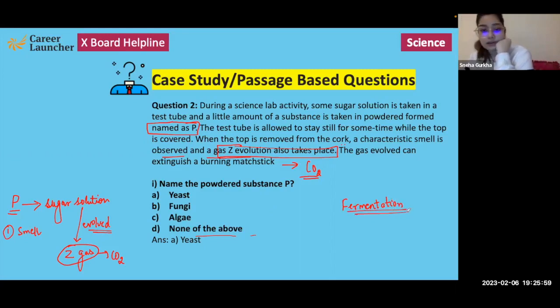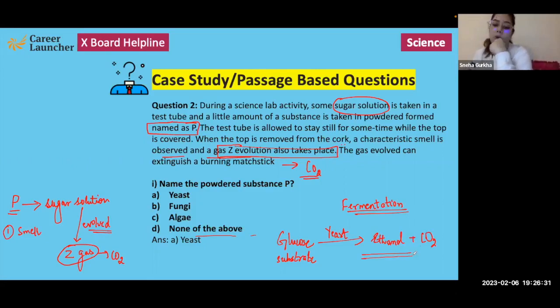This looks like the process of fermentation. Here, sugar solution is basically glucose, which is our substrate, right? And yeast acts on this glucose, and ethanol is produced, alcohol is produced, along with the liberation of carbon dioxide, right? So this is how this entire paragraph is framing to be.